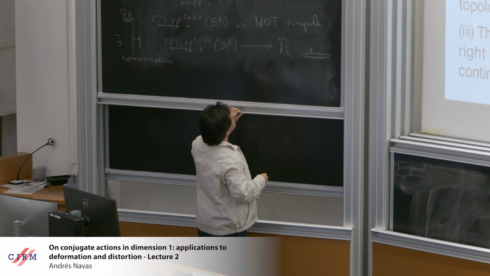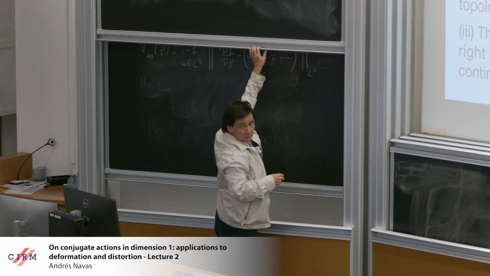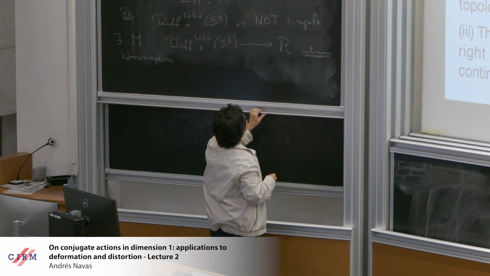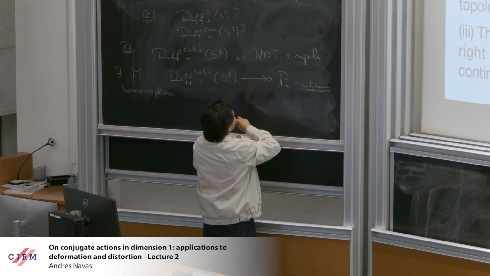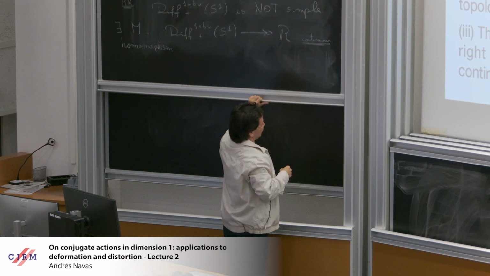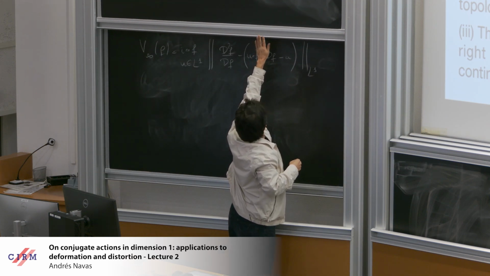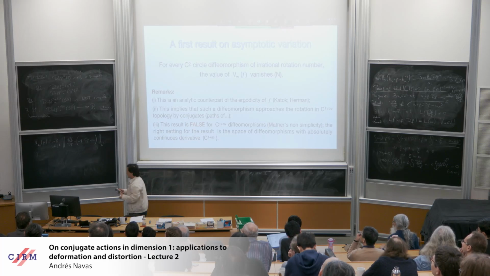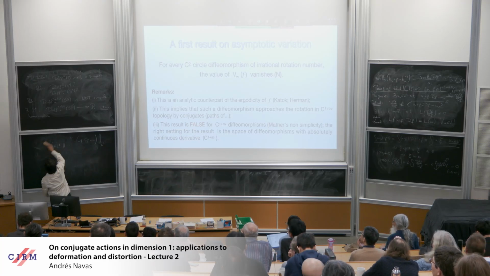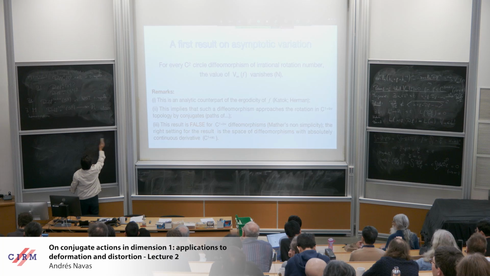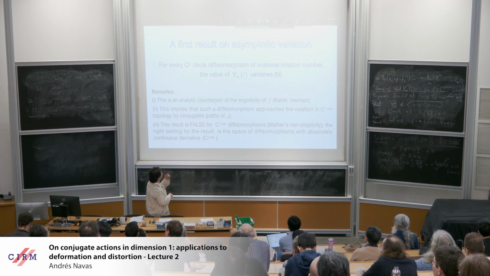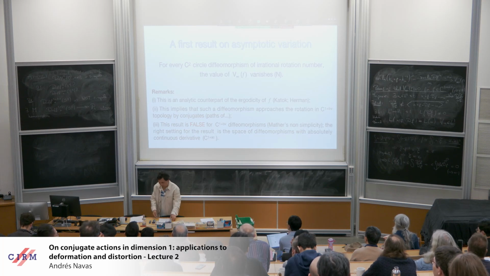And the point is that it is surjective and non-trivial. And if you believe that, without knowing what the homomorphism is, then you will get that the asymptotic variation doesn't vanish in that group in general.